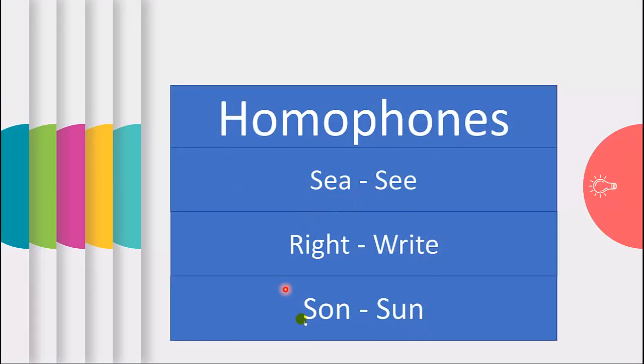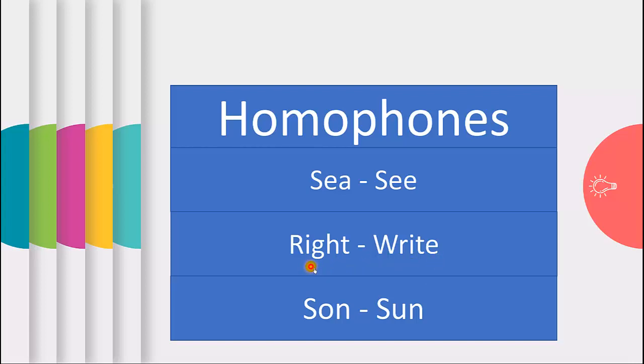So these are a few examples of homophones. For the first one, see, you can say it as in a sentence of I went near the sea. And for the second one, see, you could say I can see the sun which is shining very brightly. Now for right and right.